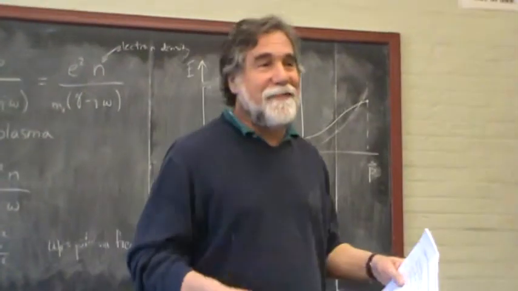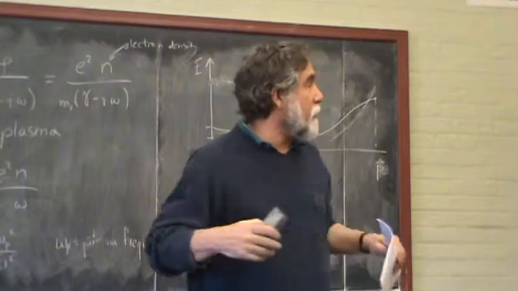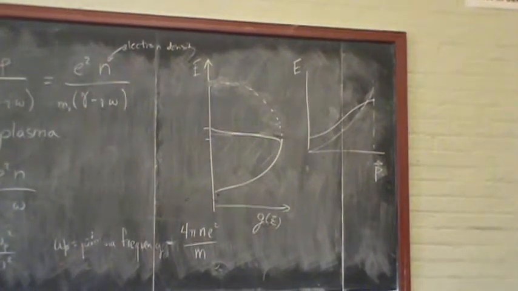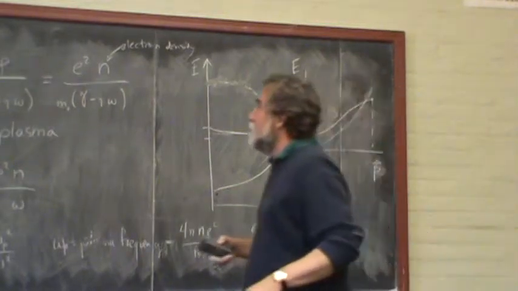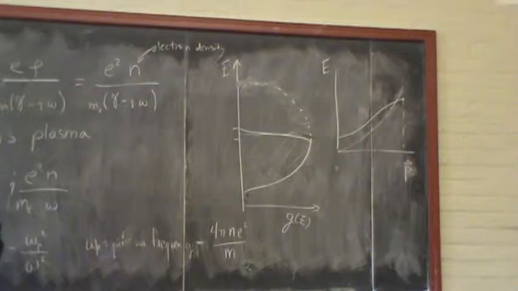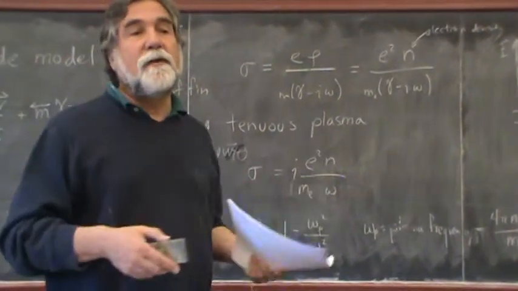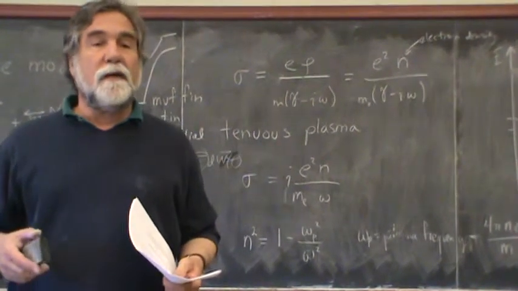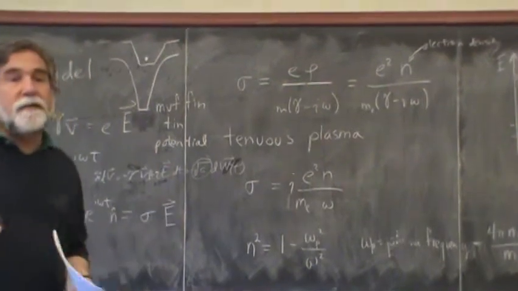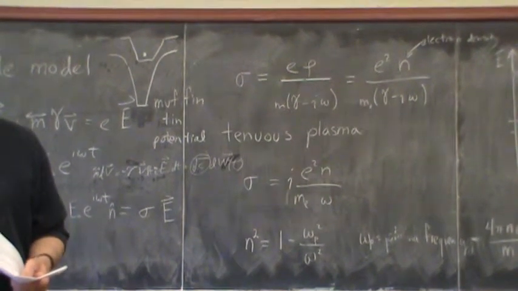To the Drude model, right? This gives you the overall idea as to how plasmas respond to the electric fields. And again, above the plasma frequency, a plasma is completely transparent to an electric field. Below the plasma frequency, the plasma is completely reflective.